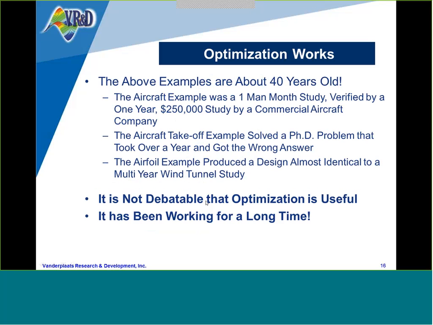Well, these examples are now about 40 years old. The aircraft example was a one-person-month study verified by a 1-year, $250,000 study by a commercial aircraft company. The takeoff example, as I said, was solved as a PhD problem that got the wrong answer. The airfoil example produced a design almost identical to what was called the GAW2 airfoil from Dr. Whitcomb at NASA Langley. So it's not debatable that optimization is useful. It's been working for a long time.